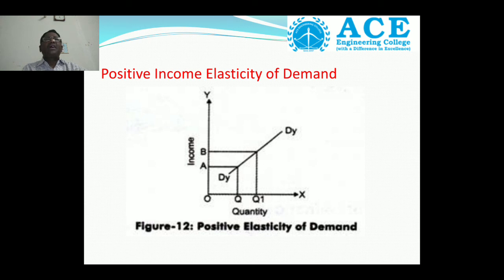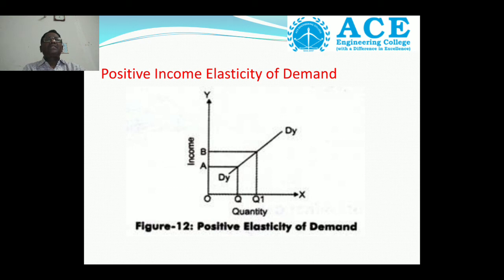Then what is the curve shape? The curve shape is sloping upwards, upwards from left to right. What is the curve shape? Sloping upwards from left to right.